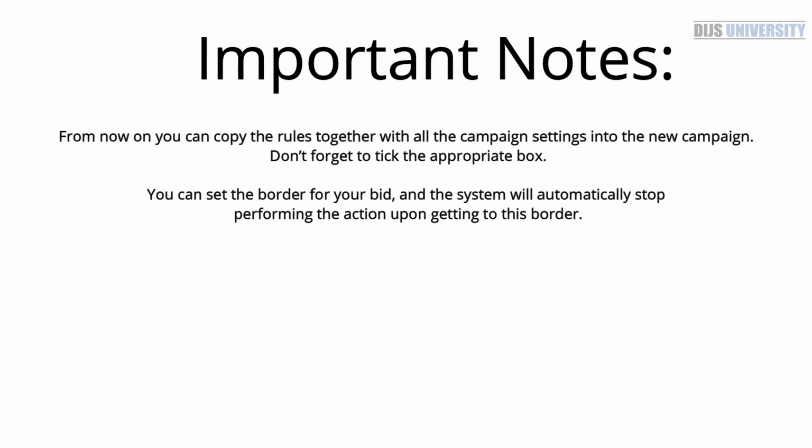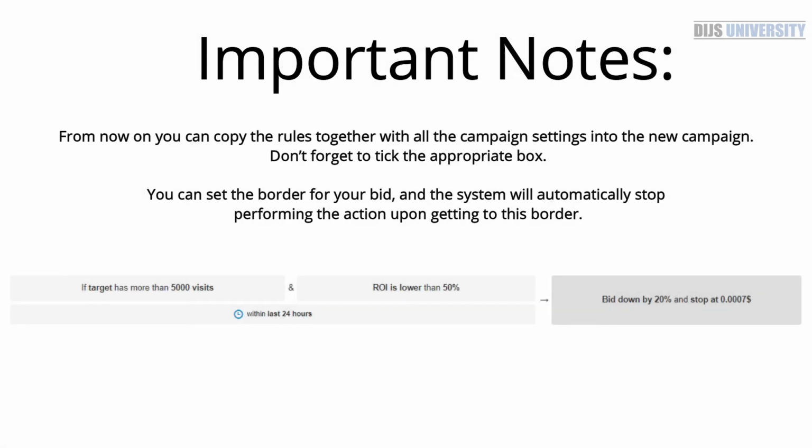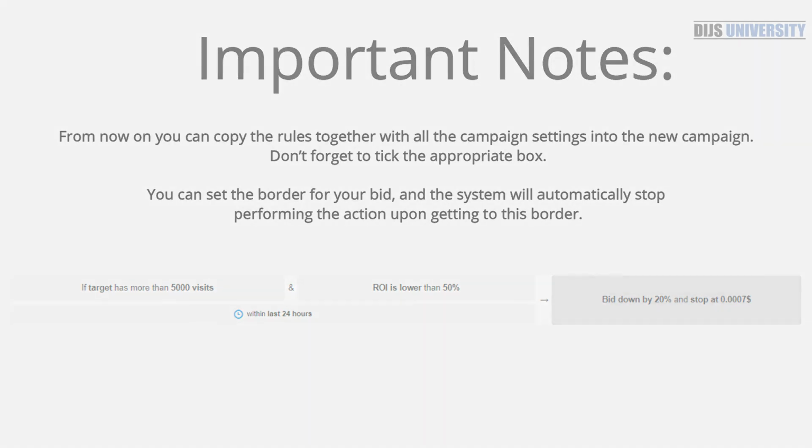And then from now on, you can copy the rules together with all the campaign settings in a new campaign. So you don't have to forget to tick the appropriate box. And then also, you can set the border for your bid, and the system will automatically stop performing the action upon getting to this border.